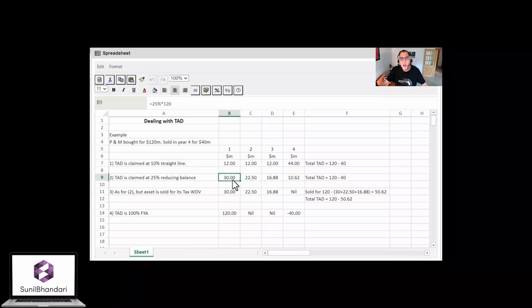Just to confirm this, hypothetically, if the reducing balance rate was 30%, then this would be 30% of 120, and this would be 70% of last year's. If the reducing balance rate was, say, 40%, the first year would be 40% of 120. 40 off 100 is 60, 60 times last year's figure, and carry on. And you keep doing this, keep using last year's figures multiplied by the scaling factor until you come to the final year. And that to me saves a massive amount of time in the exam.